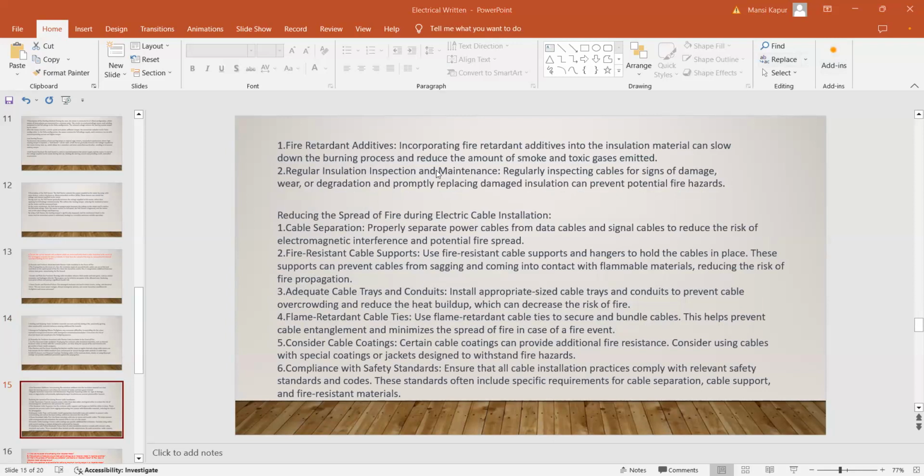Regular insulation inspection and maintenance. Regularly inspect the cable for signs of damage, wear, degradation. Promptly replacing the damaged insulation can prevent potential fire hazard. So are we doing it? Are we checking our cables at regular intervals? Yes, right? Yes, sir.